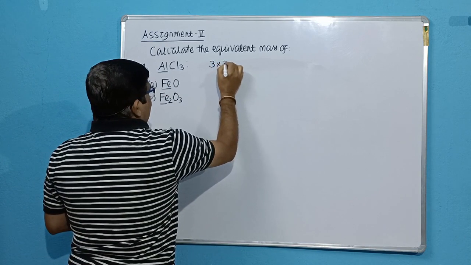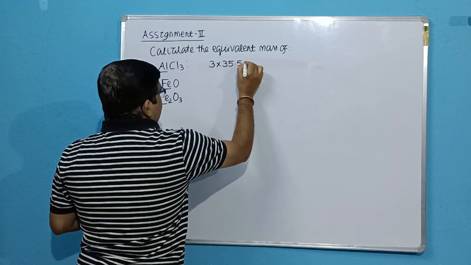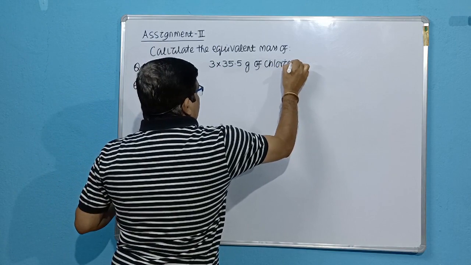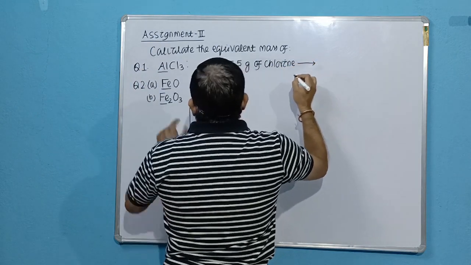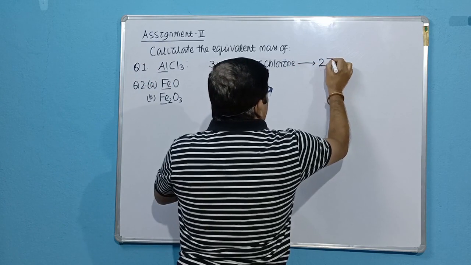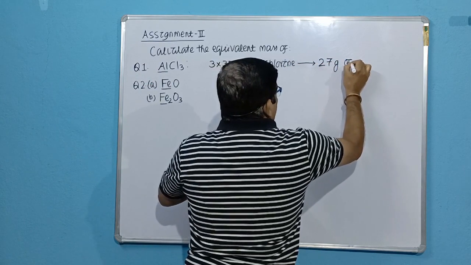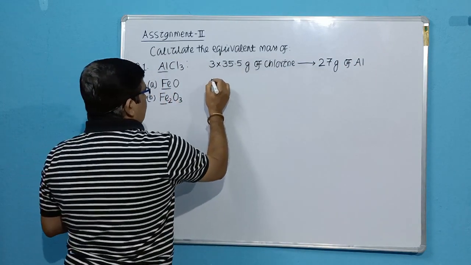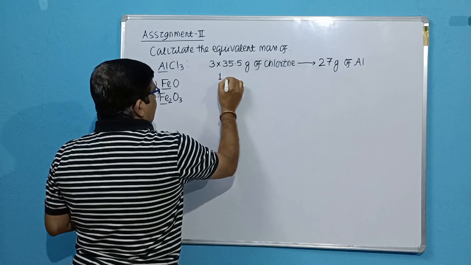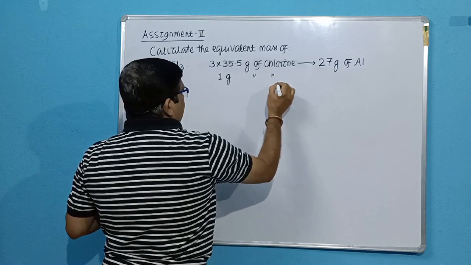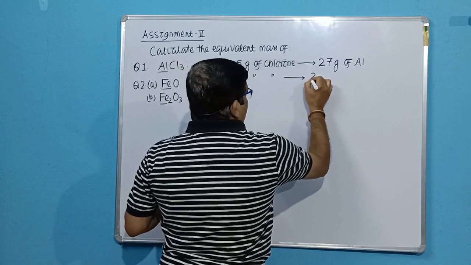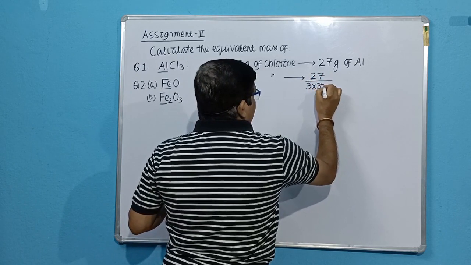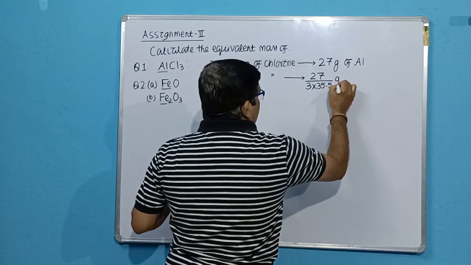3 into 35.5 gram of chlorine combines with how many grams? Aluminium atomic mass is 27, so 27 gram of aluminium. So you have to start from this. 1 gram of chlorine will combine with 27 by 3 into 35.5 gram of aluminium.